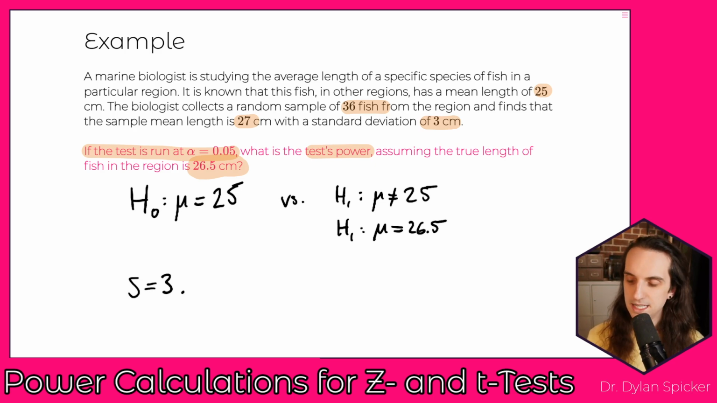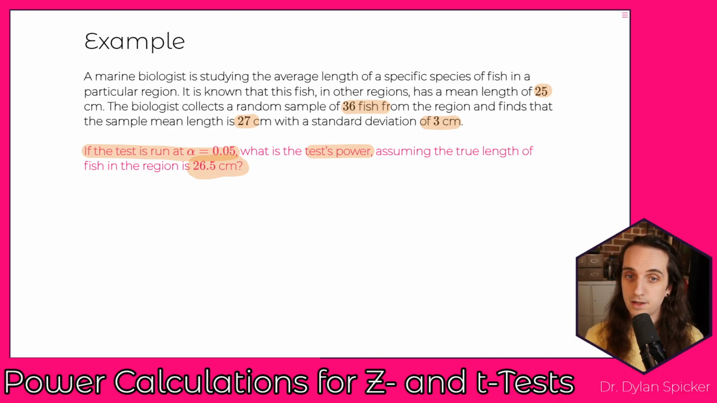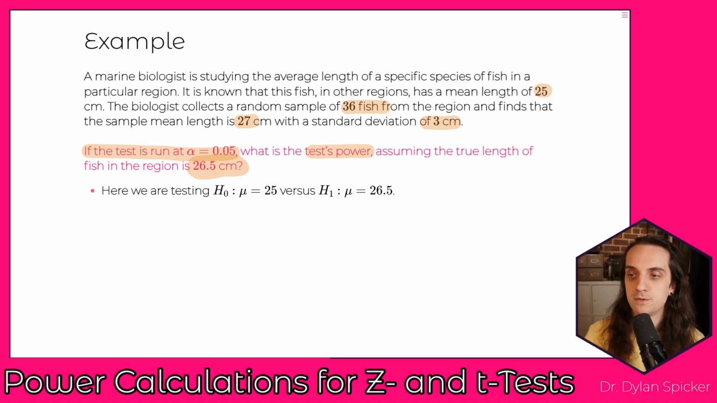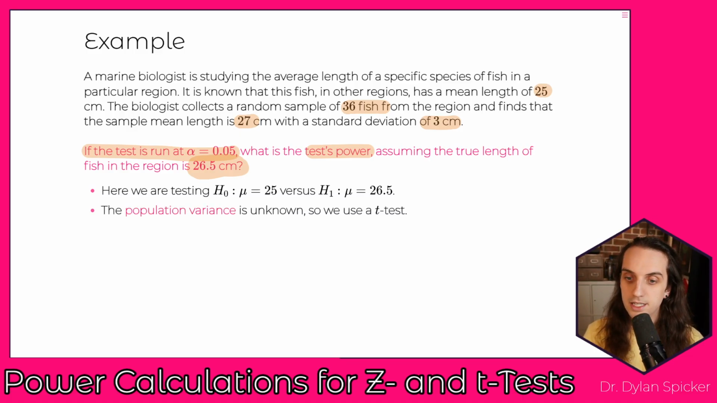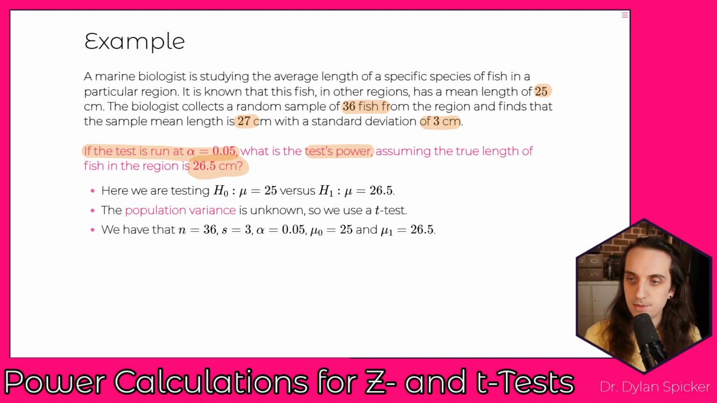Okay. And so we're running a t-test here. And because we're running a t-test here, we want to take the power formula for the t-test for our sample mean. Okay. So we can actually start filling in some of these values here then. All right, so we're testing mu is equal to 25 versus the specific alternative of mu is equal to 26.5. The population variance is unknown, and so we're using a t-test, and we have the information that we've highlighted here, right? So we have our sample size is 36, the sample standard deviation is 3, alpha is 0.05, the null value is 25, the alternative value is 26.5.